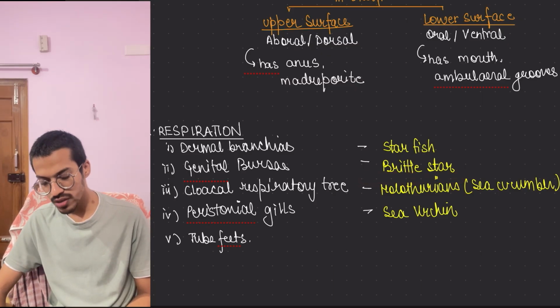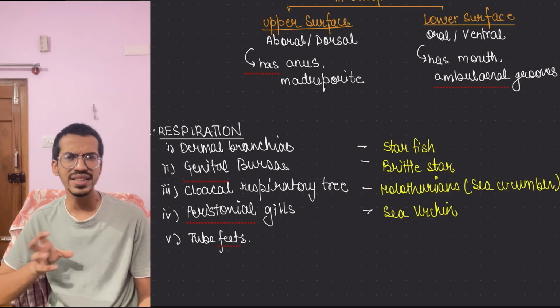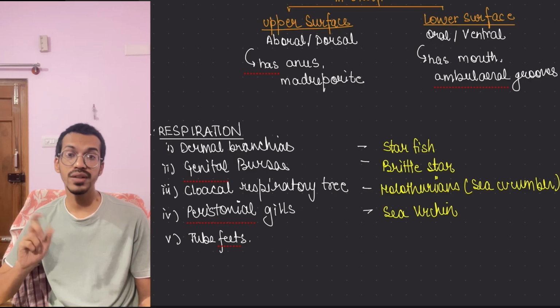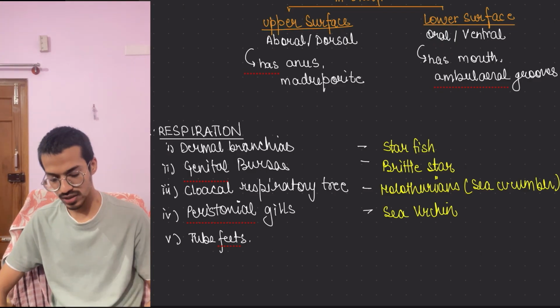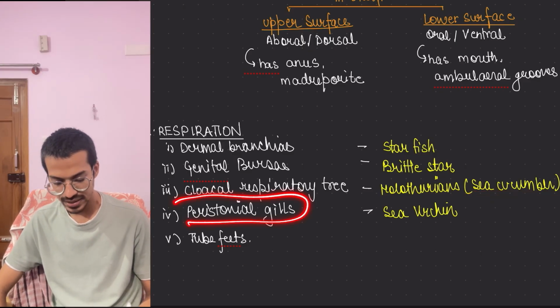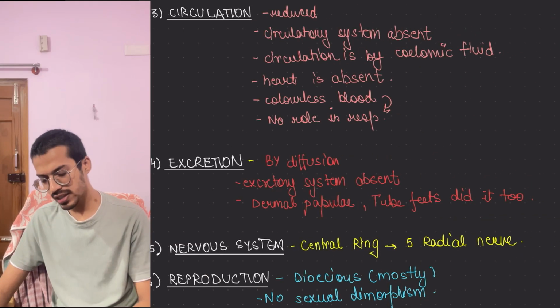Then we have the cloacal respiratory tree, meaning cloacal structures, which is in the area where your anus and reproductive tracts open up. That is the cloacal structure. This is present in the sea cucumber. Then peristomial gills are present in the sea urchin, and tube feet are present in the starfish and most of them. Then comes the circulation.